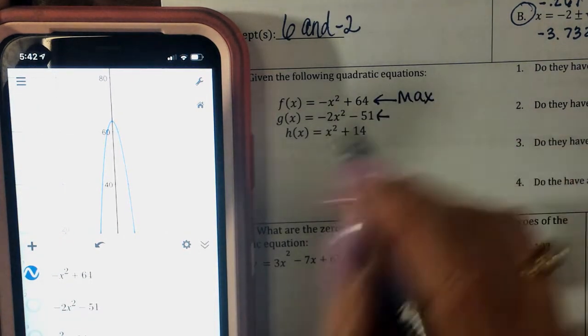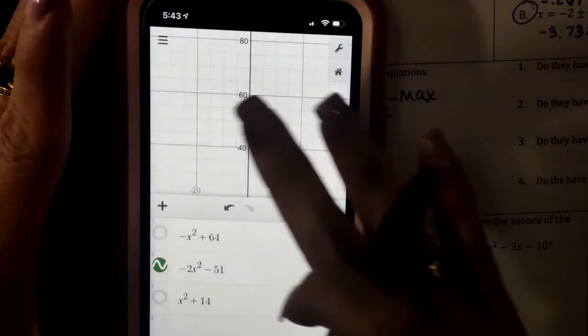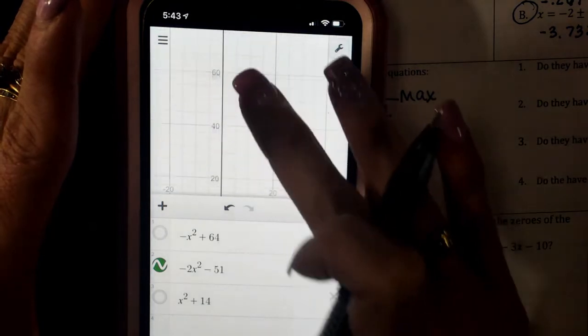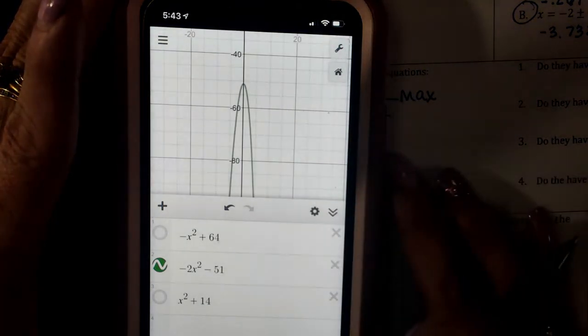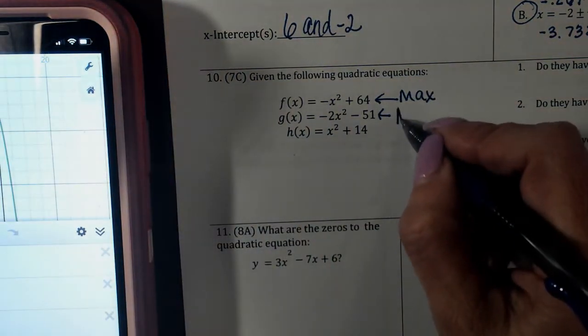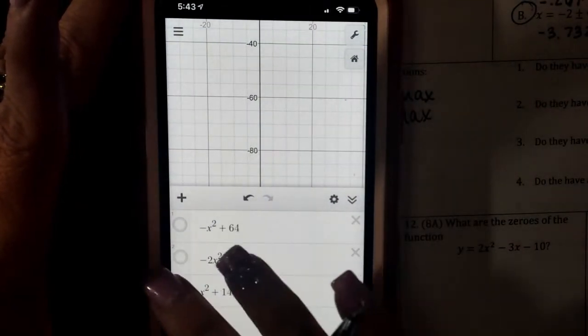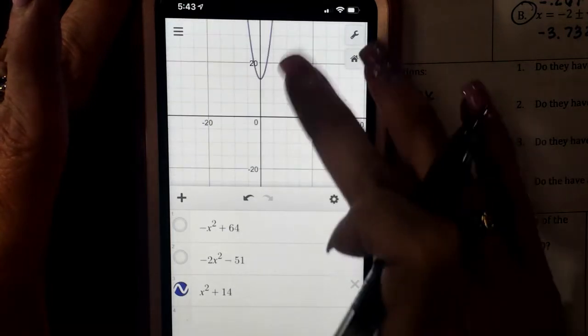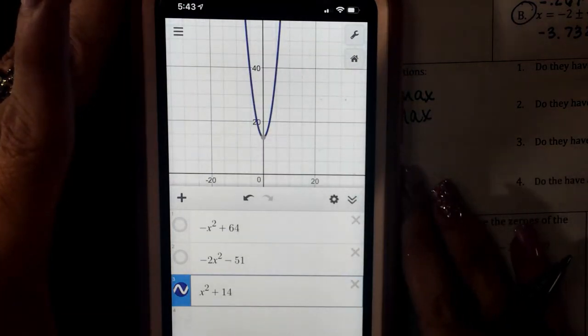On the next one, I'm going to turn that off and turn that one on. There it is. So let's find it. Is it up here? Nope, it's down here. There it is. That would be a maximum vertex. And now let's look at the last one. So I'm going to turn that one off and turn it on. And there it is. It's at the bottom. So it would be a minimum vertex.